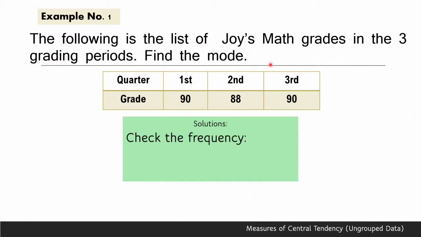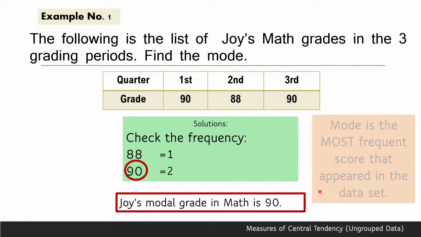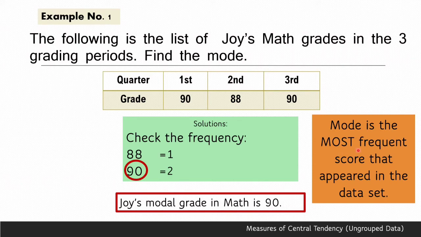Okay, so we have to check the frequency. The numbers that appeared here are 88 and 90. How many times did we see 88 here? Only once. Correct. How about 90? We have 2 90s here. So the frequency of 90 is 2. So which one has the highest frequency? Of course, yes, the number 90. Therefore, 90 is the mode of our data. Joy's modal grade in math is 90. So again, take note, mode is the most frequent score that appeared in the data set. I hope you get it.